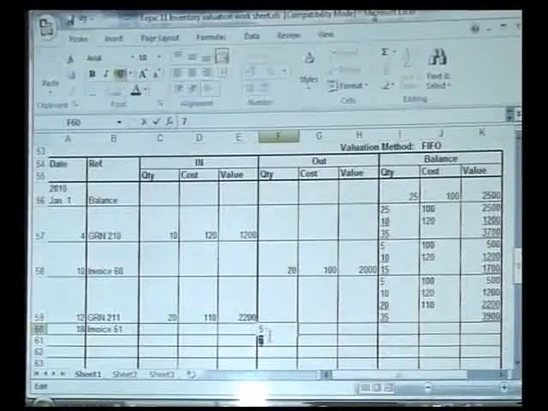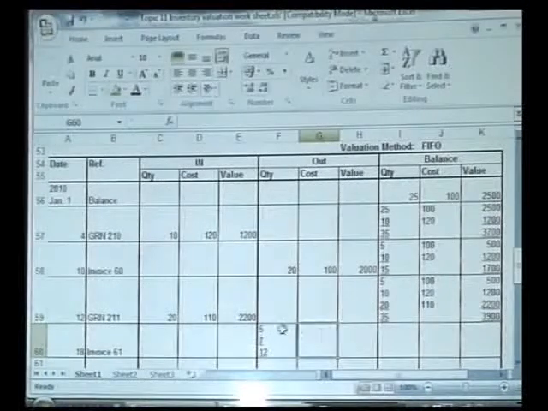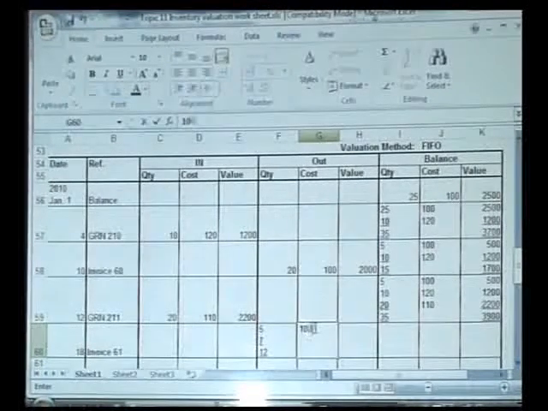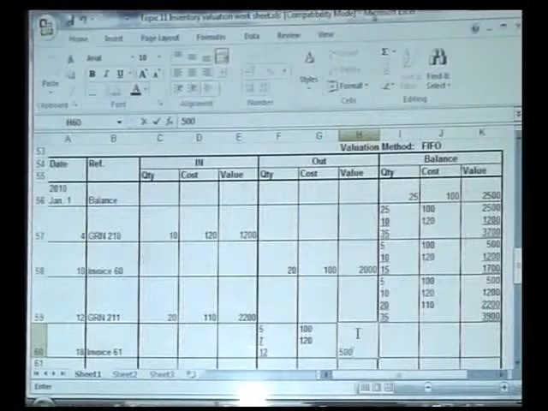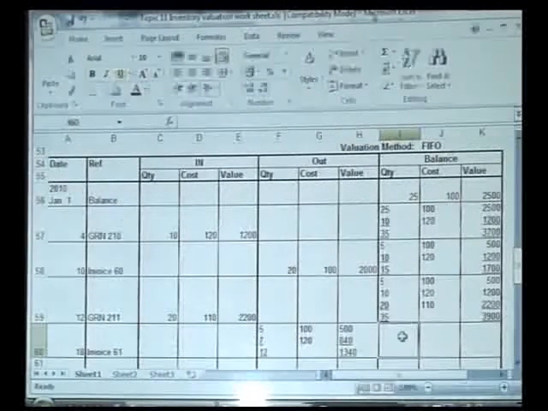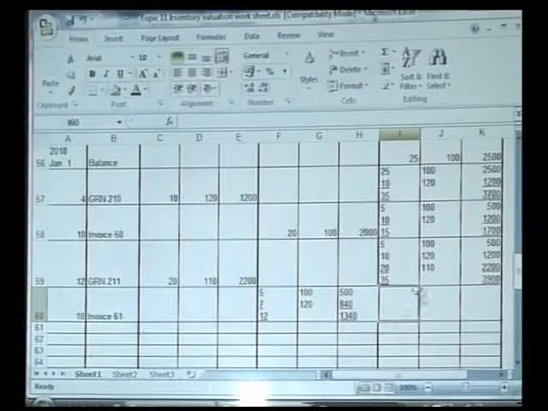Make it 12. Okay, 5 units, first in first out price 100, and this is 120, then 500 plus 840, that is $1,340. So that is the cost of items issued.